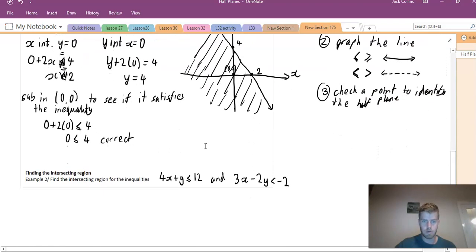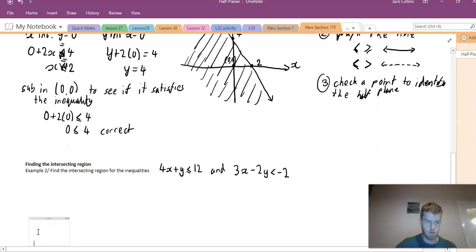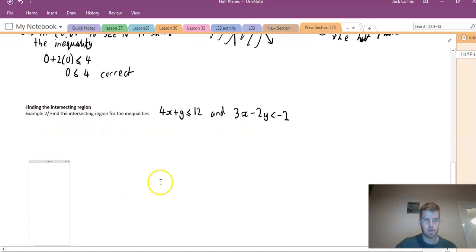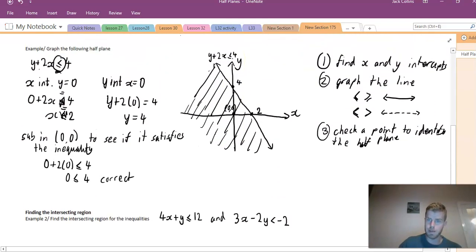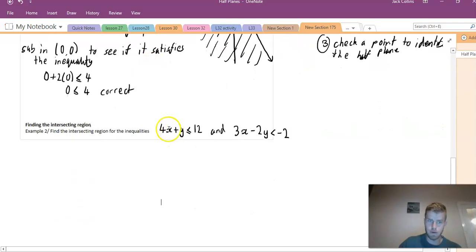So the last skill we need to look at, which is a bit more involved in kind of combining all our skills from this topic, is finding the intersection region for inequalities. So we have 4x plus y is equal to or less than 12, and 3x minus 2y is less than minus 2. So you could go about graphing these first and then finding the point of intersection, or what I will do is find the point of intersection first, so we're going to draw both lines and then figure out, using a similar process here, which region satisfies both the first inequality and the second inequality.